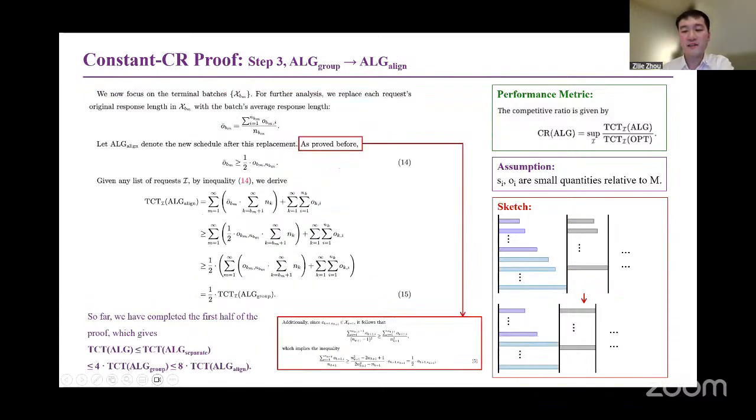The next part is called AlgAlign. This is also a little bit complicated, because for AlgGroup we have a huge number of batches with very different values of s_i and o_i, so it's very hard to quantify the total completion time. So at a very high level, we consider another schedule, another problem. We again have batches, but in each batch all of the requests have the same length, and this length equals the average of the previous heterogeneous batch. This is called AlgAlign, and we can prove it is bounded by 2 times the total completion time of AlgGroup.